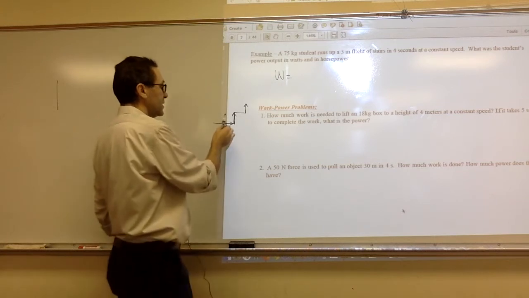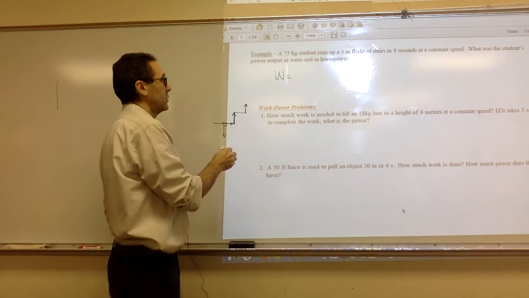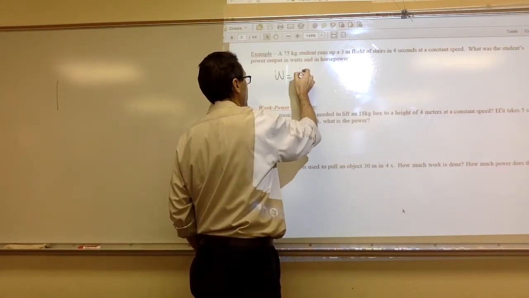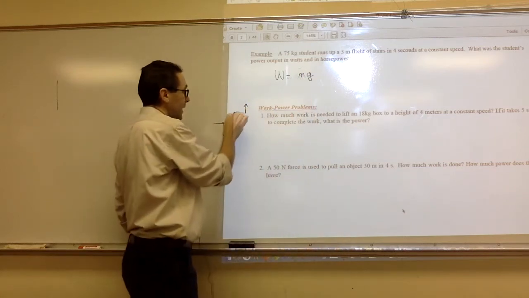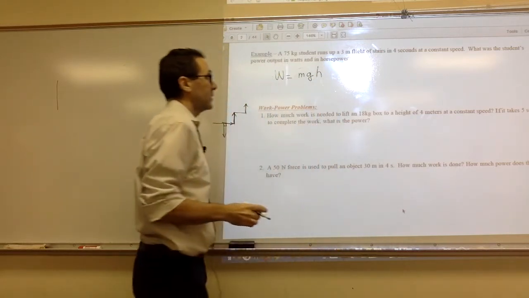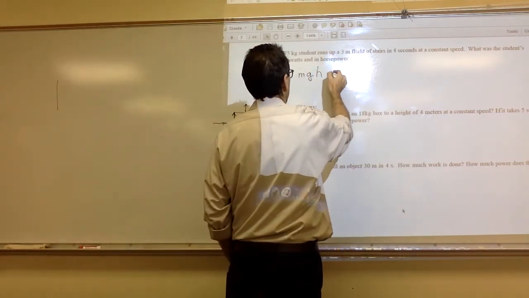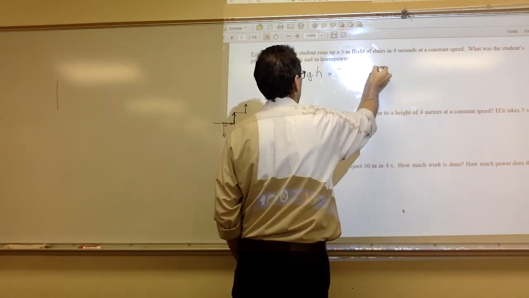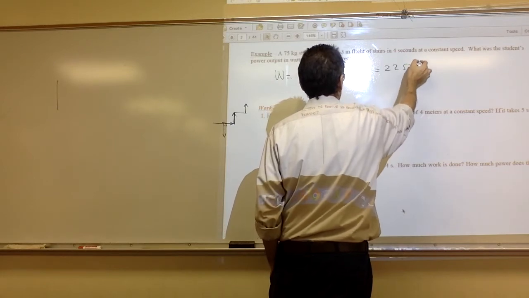And if you're going at a constant speed, the force you're applying up must be equal to the weight of the person. So this is basically Fg, which is mg, times all these heights added together, which adds up to the overall height of the whole stairs, from the bottom to the top. This is just going to be 75 times 10, which is 750, times 3, which comes to 2250 joules.